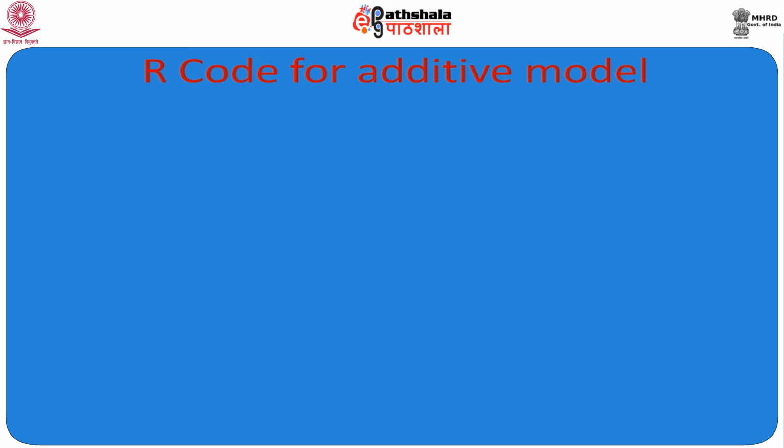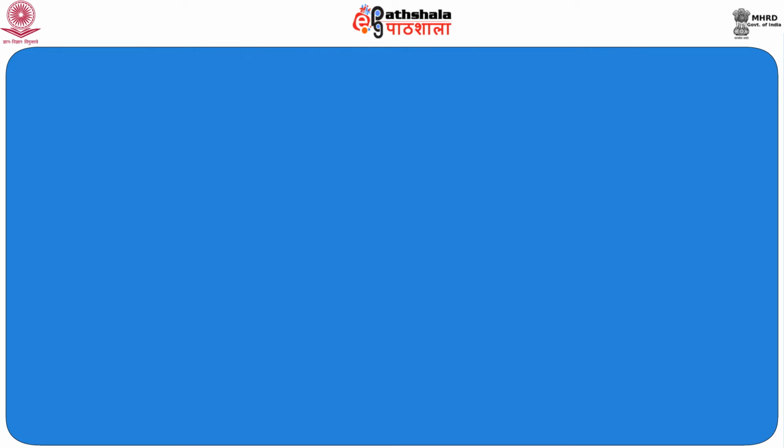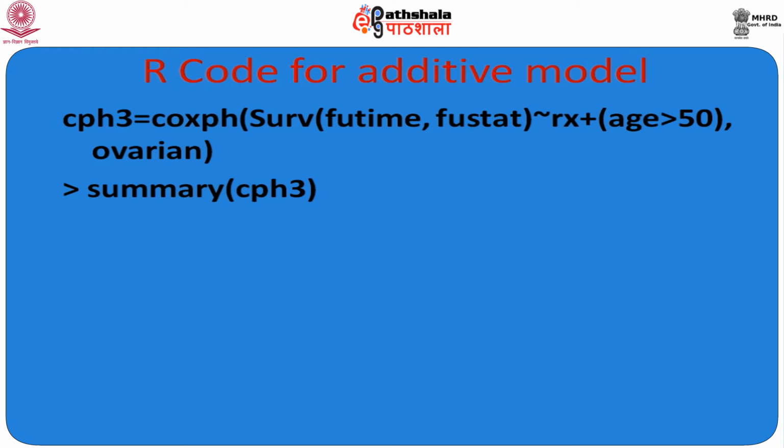Now we will go for the third kind of modeling, Cox proportional hazard additive modeling, where CPH3 is measured as a Cox PH of survival time and event as Rx plus age greater than 50 and over. It is assigned as summary Cox PH3, and then we will see the result in the next slide.